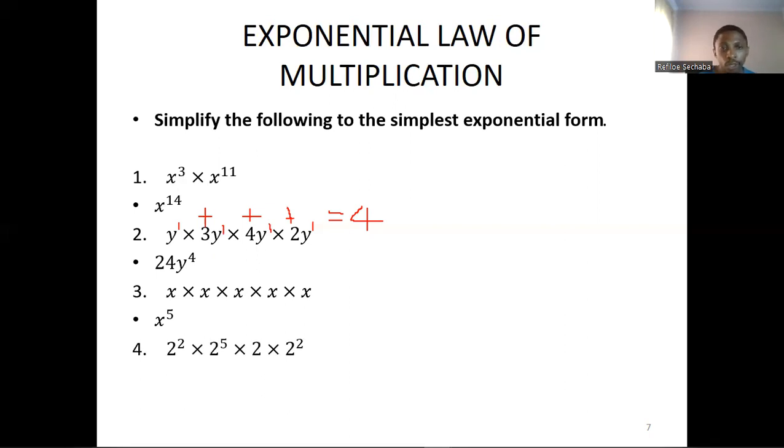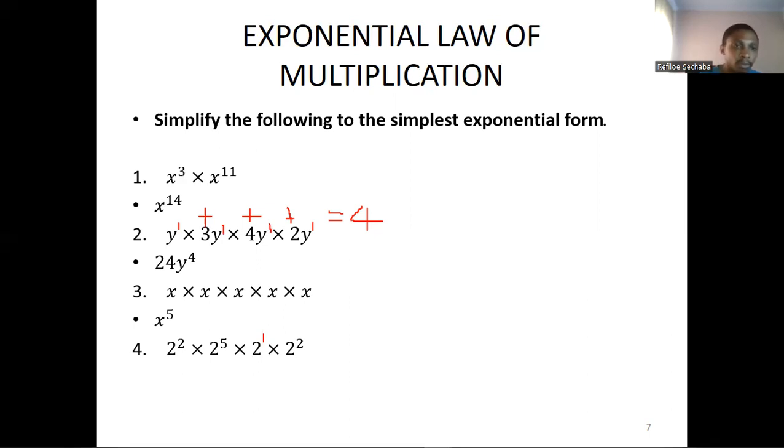Let's go to number 4. Nothing has changed here. Note that we still have the base and the exponent. The first base here is 2, the exponent of that is 2, multiplied by the second base, which is 2, and the exponent is 5. The third base is 2, and the exponent is 1. For the third factor, the exponent will be 1, and the last one, the exponent is simply 2. You write this as a single base, so the base will be 2, and then you just add the exponents.